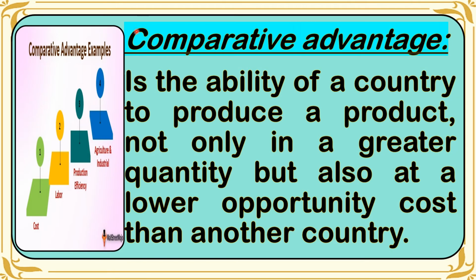Okay, class, now comparative advantage is the ability of a country to produce a product. Like here in Thailand, you can produce jasmine rice. And because you can produce jasmine rice, when you sell it inside this country, the price is low compared to another kind of rice that came from another country. Now, it is not only in a greater quantity but also at a lower opportunity cost than another country.